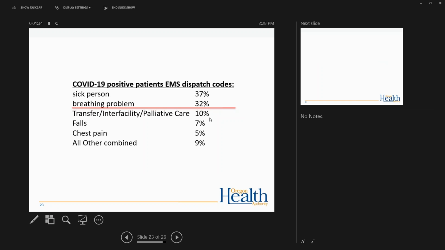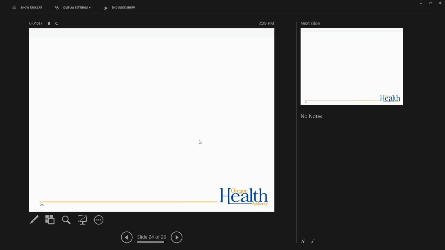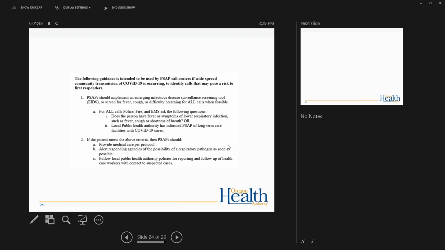As the number of cases picked up, we started to see a significant divergence. Even though sick person and breathing problem were the majority of cases, there was a significant amount of other complaints. And because of that, we actually changed our guidance to the PSAPs that they should be screening all calls. So this is just one way that data is used to inform our policy making and to inform our protocols.